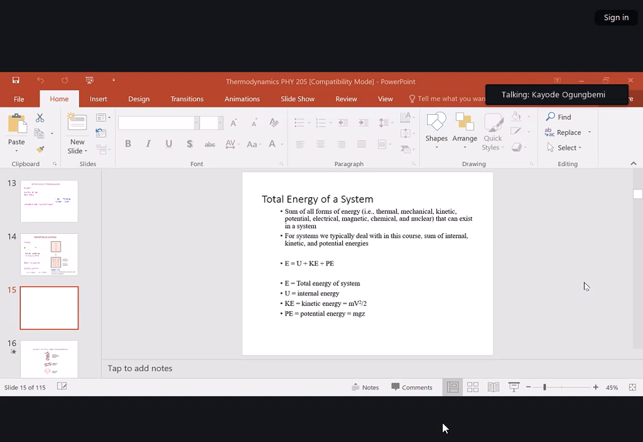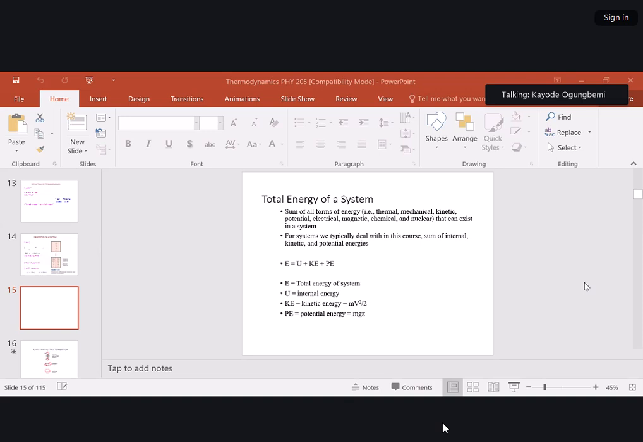So for the systems we typically deal with in this course, the energies are some of the internal energy, kinetic and potential energy. In other words, the energies we'll be talking about in this course, the energies that are of interest to us, are the internal energy of a system, kinetic energy of a system, and potential energy of a system. So these three energies are very important to us in thermodynamics, okay? So the total energy of a system can be the sum of these three entities: kinetic energy, potential energy, and internal energy of a system.